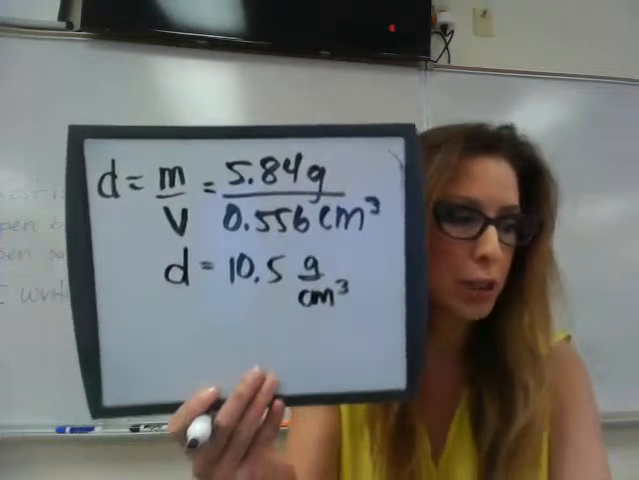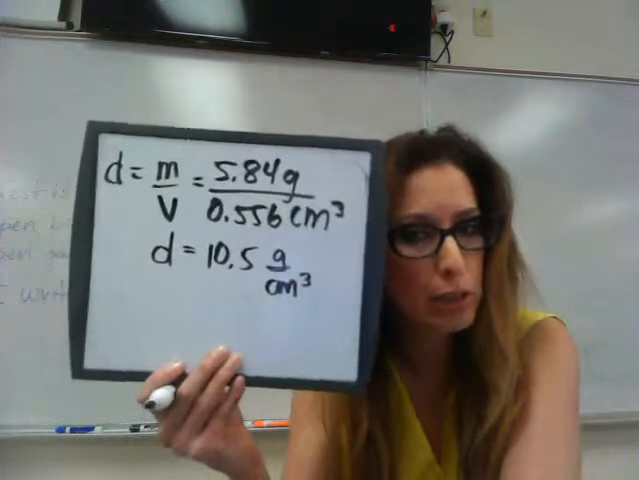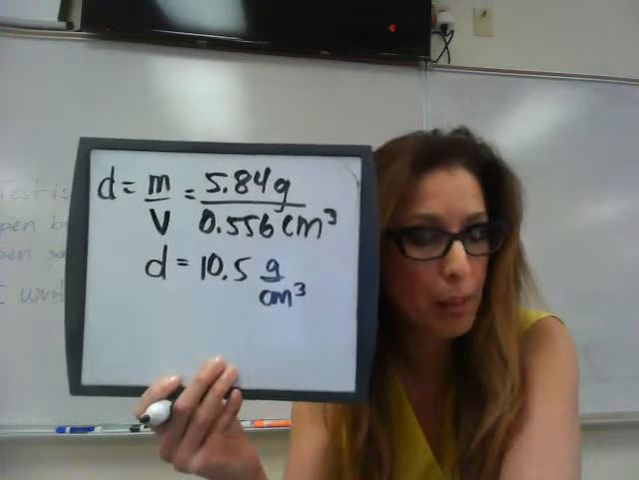Okay? Now, the density of platinum is 21.4. That's nowhere near the density of this ring. So that means that the ring is not made of platinum.